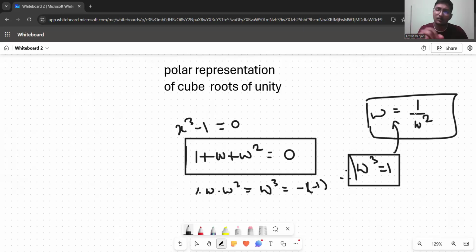We can expand this to the nth roots of unity, and it is very easy to find. The same way that we solved x cube minus 1, we'll go for x to the n minus 1 and just open this thing. Quite intuitive and simple to solve. So the first property is 1 plus omega plus omega square equals 0. The second is omega cube is equal to 1. And from there we can show that omega is equal to 1 by omega square. Done.